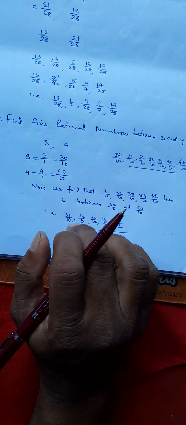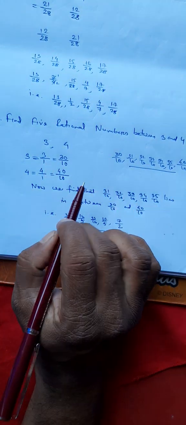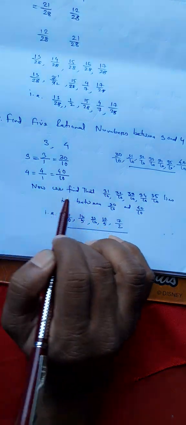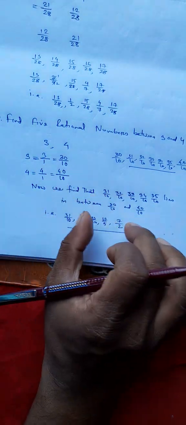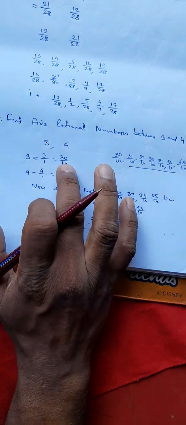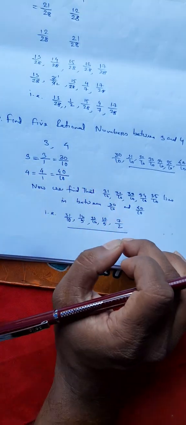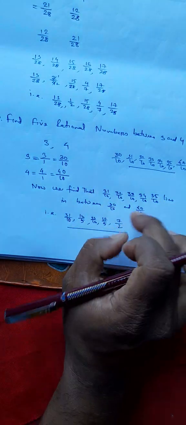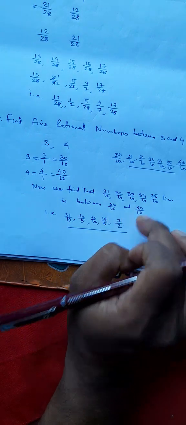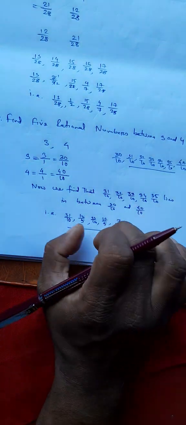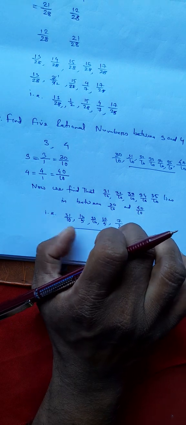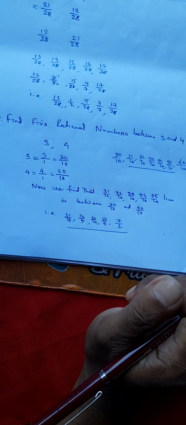So to find the numbers in between 3 and 4, we are converting them into fractions. Then you can think of numbers in between 30 by 10 and 40 by 10. 30 by 10 means 3 and 40 by 10 means 4. So we find these numbers in between 30 by 10 and 40 by 10. And when we convert them into lowest terms, we get the actual 5 rational numbers, right?